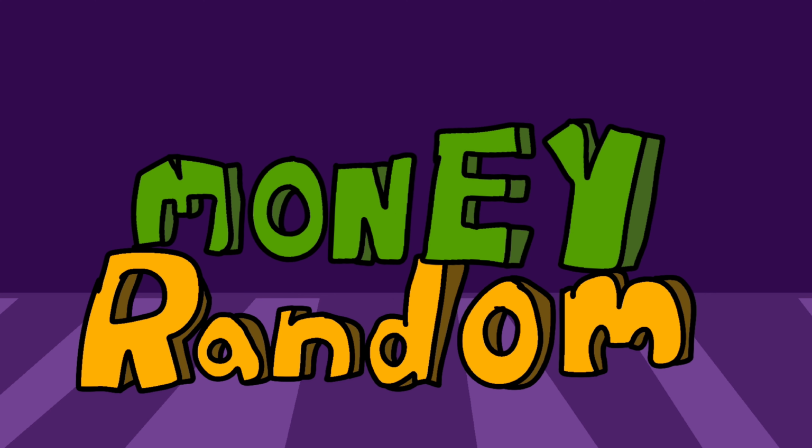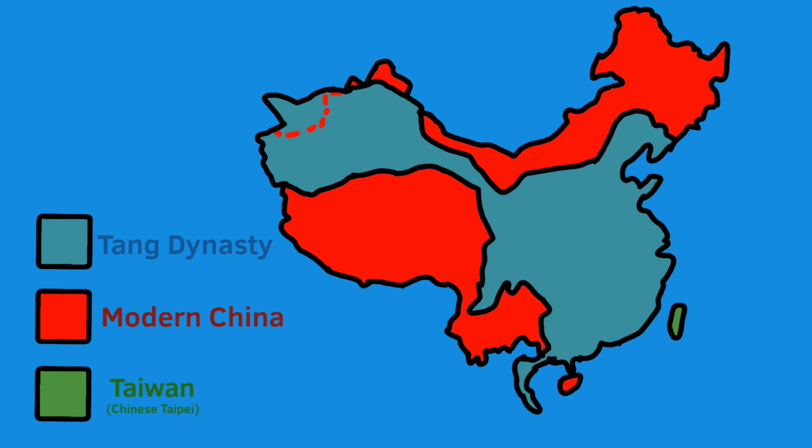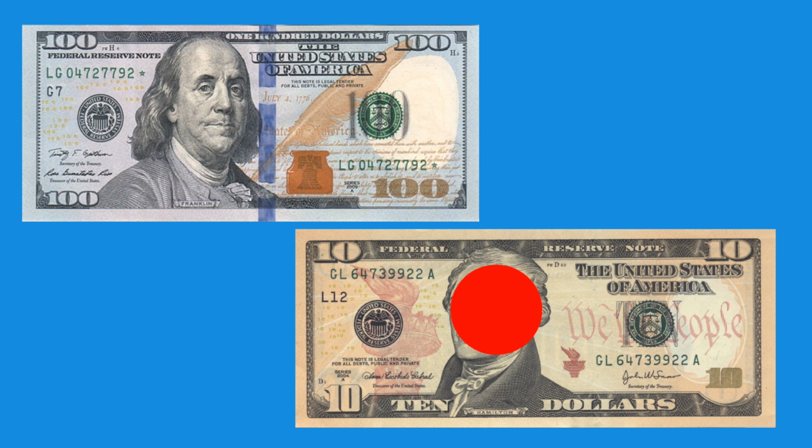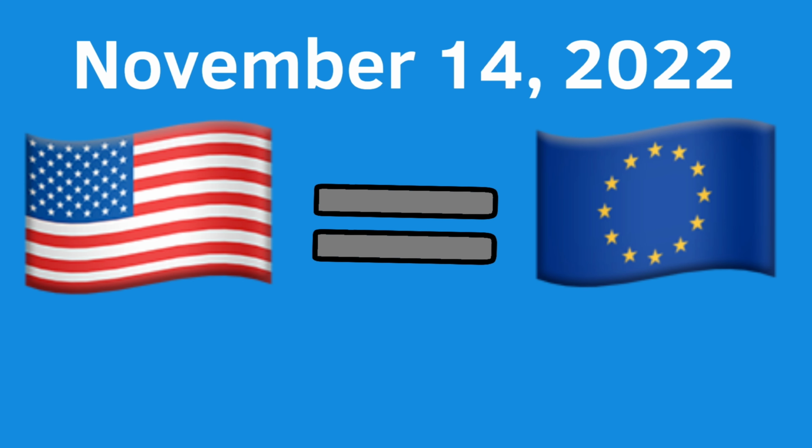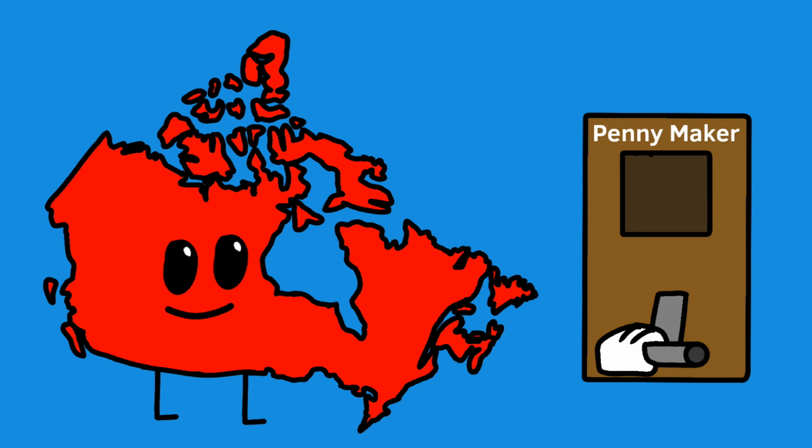Do you know what time it is? It's Random Money Facts. The first type of paper money was invented in the Tang Dynasty of China. There are only two non-presidents on the United States banknotes: Benjamin Franklin on the $100 bill, and Alexander Hamilton on the $10 bill. The last time the euro and American dollar became equal was on November 14, 2022. Despite Canada stopping the production of the penny, it could still be used as legal tender across the country.